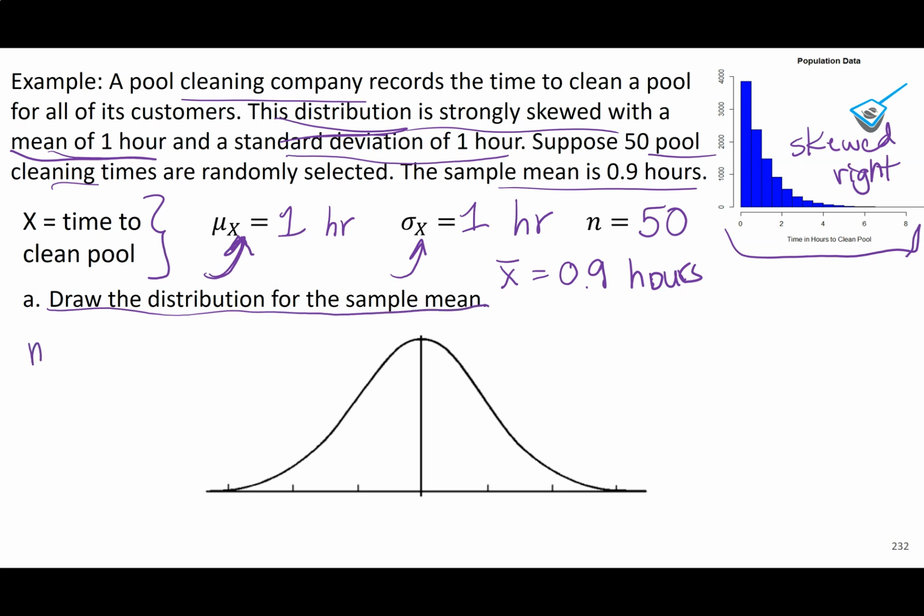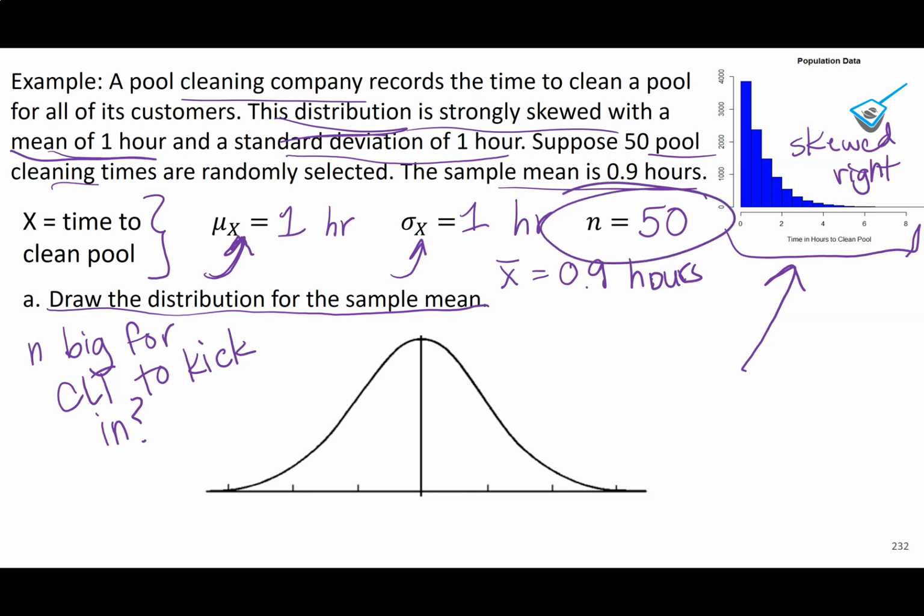So is n big enough for the central limit theorem to kick in? Remember, it's skewed. If it's skewed, we want to have a sample of at least 30. I have a sample of 50. It's going to be good. So n is 50. Yes, it will kick in.